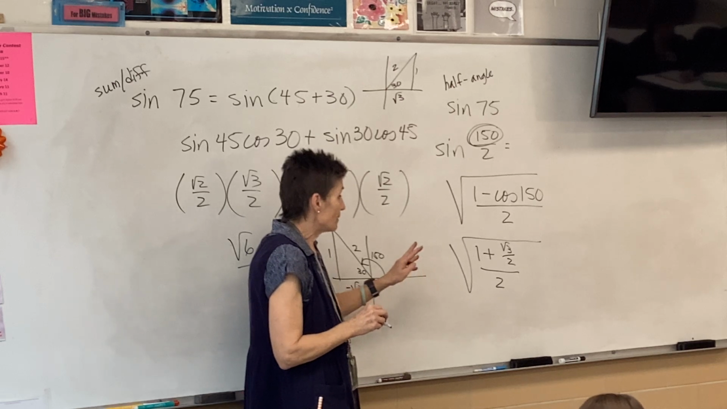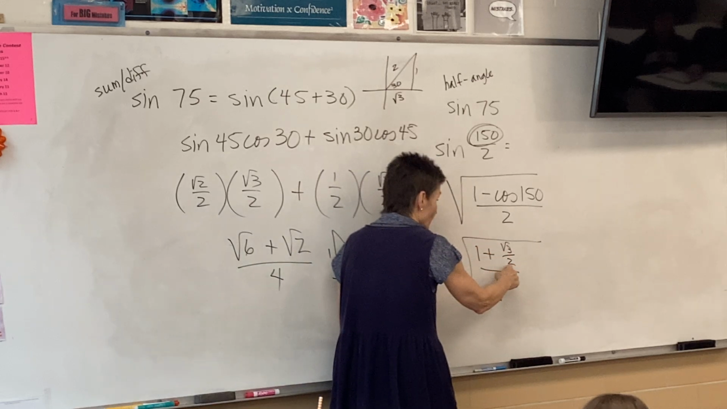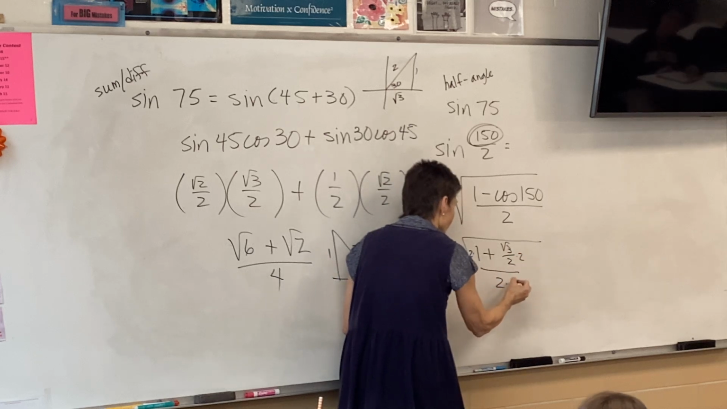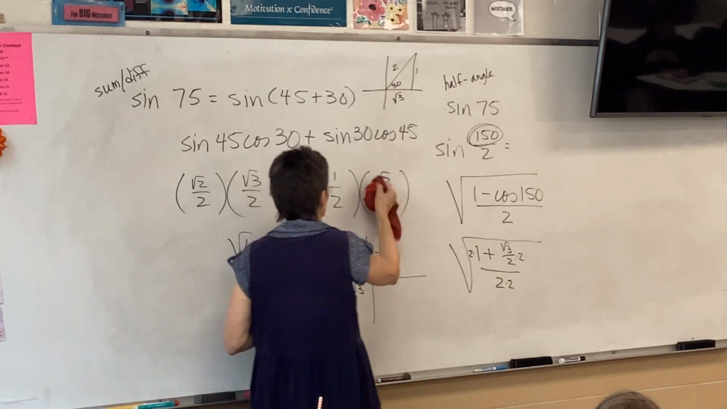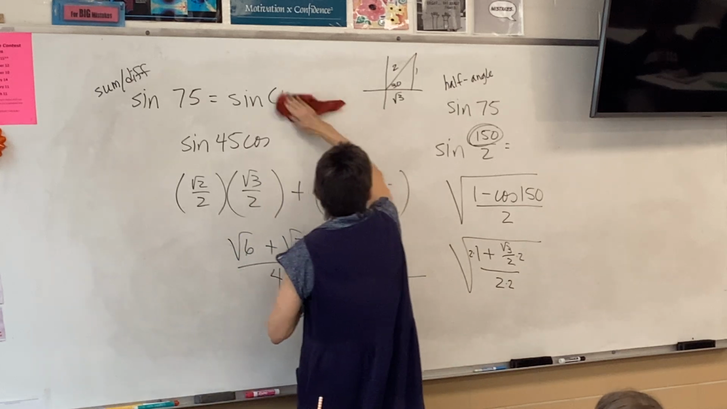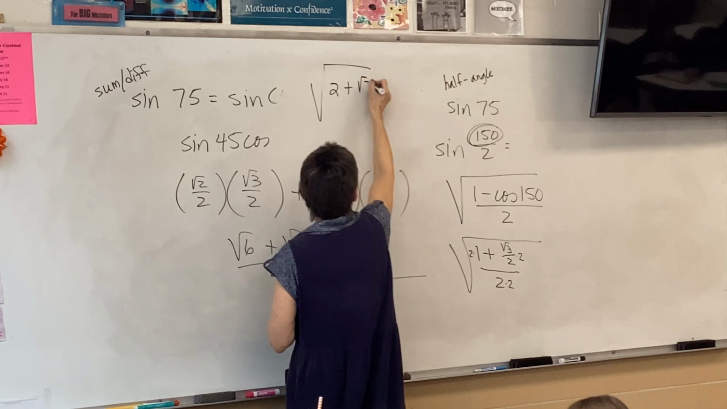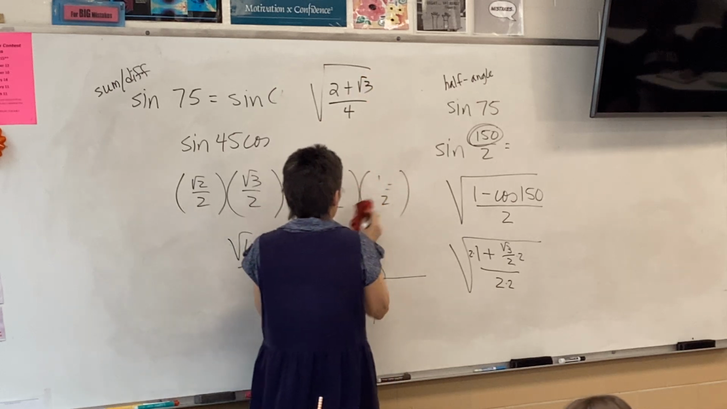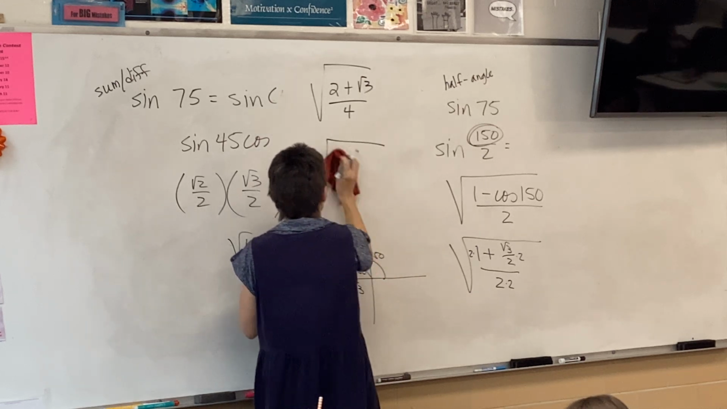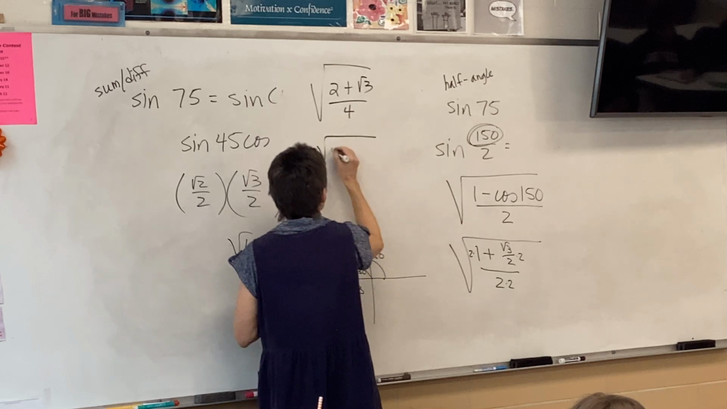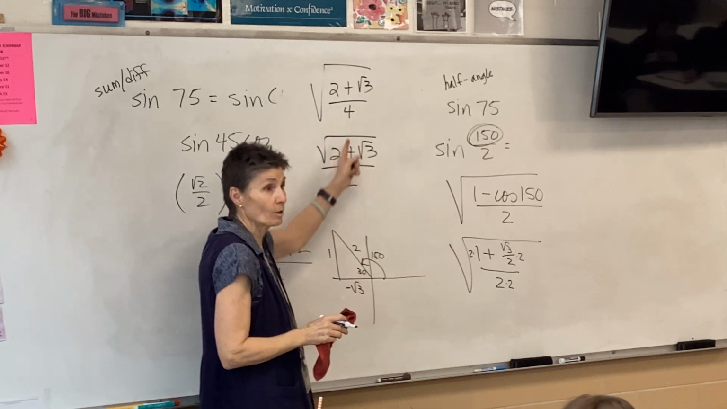Now, that is a mess. Multiply everything by 2, and that will at least get rid of that. So now we have the square root of 2 plus root 3 over 4. And since 4 is a perfect square, we'll have the square root of 2 plus root 3, that's my numerator, over 2, because the square root of 4 is 2.